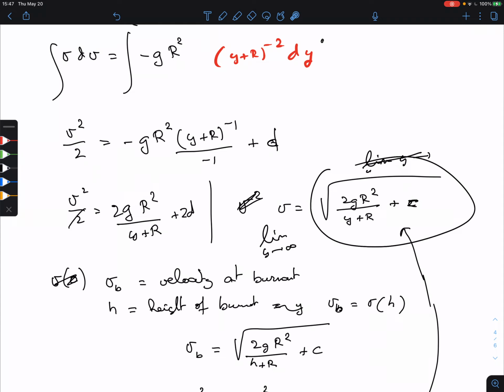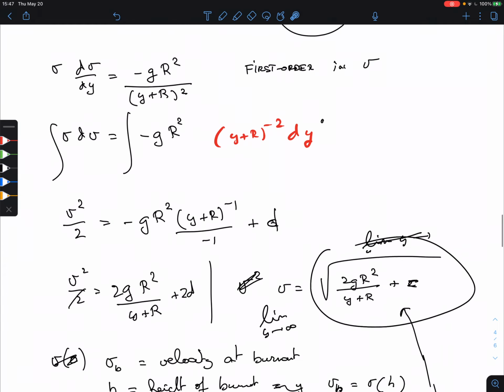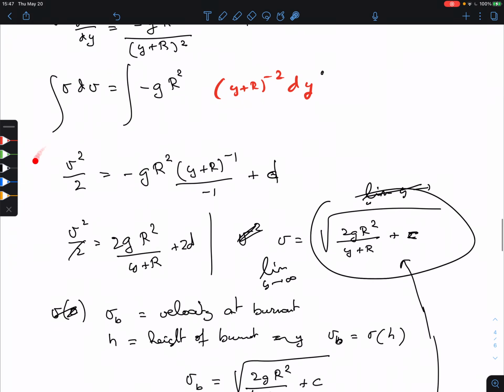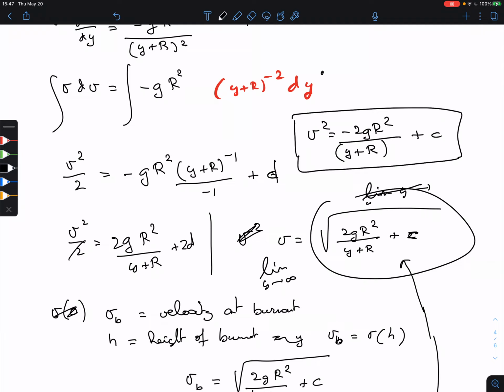So we want a positive velocity here. So we see that c has to be positive, right? Or rather v squared, since we take plus or minus the radical. We should really reason with the square of the velocity, right? So let me write it up here. The formula: v squared is equal to minus 2gr squared over y plus r, plus c. So this was our equation, right?